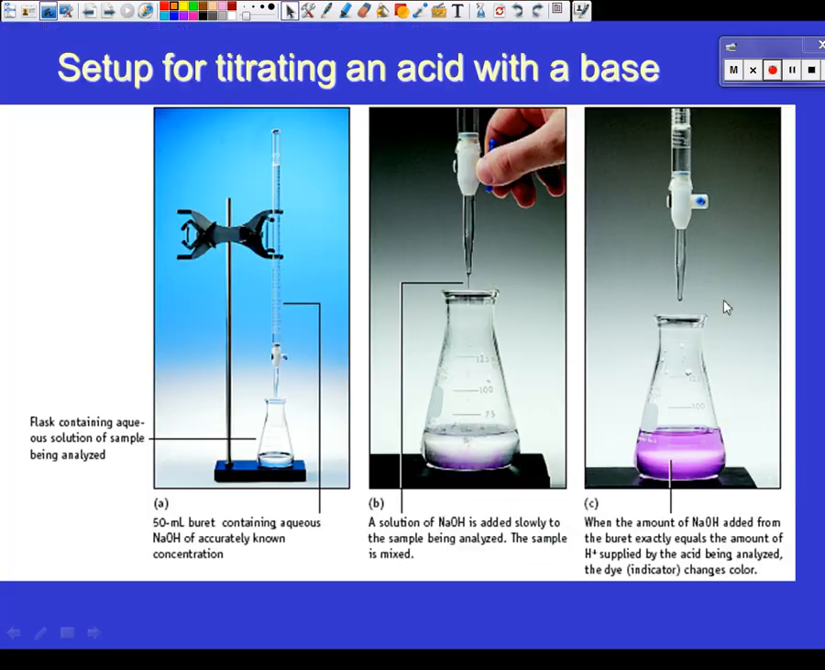Okay, so right here again, if you notice, a solution of NaOH is slowly added to a sample being analyzed. The sample is mixed, and the amount of NaOH added from the burette exactly equals the amount of H+ supplied by the acid being analyzed. The dye indicator changes colors. So that's kind of what's going on there.